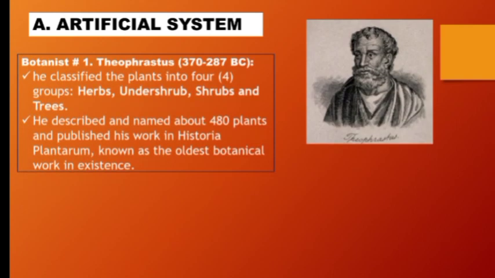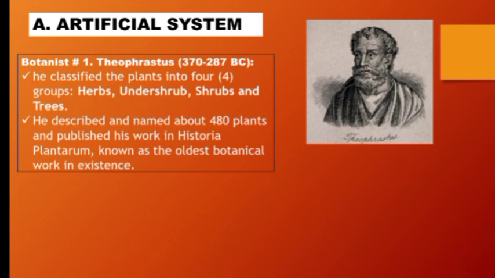So what is the artificial system? Known as the artificial system of plant classification, it consists of four eminent botanists who contributed to this system. First, we have Theophrastus, 370 to 287 before Christ.